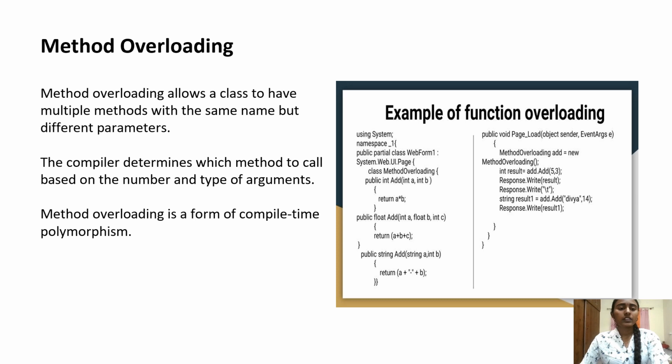Method overloading. Method overloading allows a class to have multiple methods with the same name but with different parameters. The compiler determines which method to call based on the number and type of arguments. Method overloading is a form of compile-time polymorphism. You can observe the example of function overloading here.